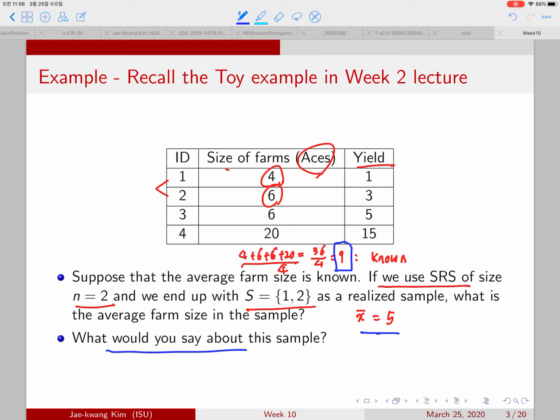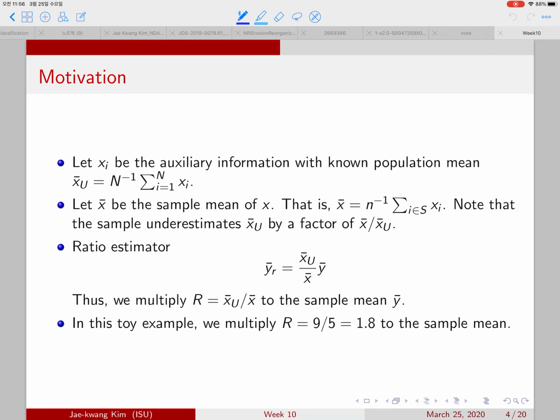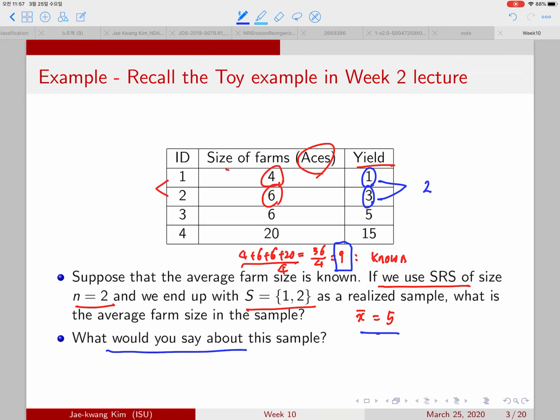So that means the sample estimate, the mean yield from the sample, is probably smaller than the truth, smaller than the population mean. So that is something you can think of. And then the question is, how can we use this information? We observe 5, but we know that it is 9, right? So how can we use that information?